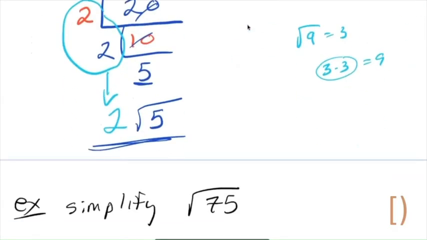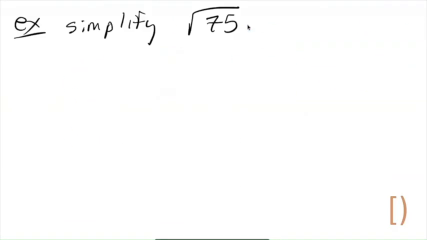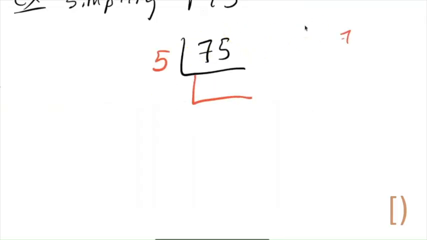Okay, let's do a few more examples. I want to simplify the square root of 75, so I'm going to do the same idea. So 75, I'm going to start small. 2 doesn't divide 75, but 5 does. So 75 divided by 5. That is 1. 1 times 5 is 5. Subtract, get 2, bring down the 5. 5 goes into 25 5 times, I get 15.